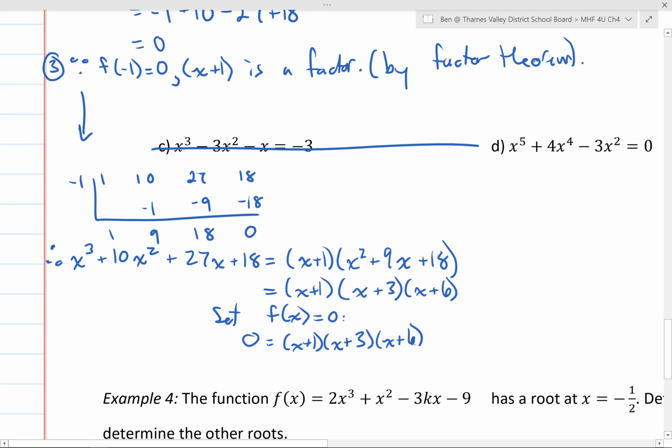And that means that any of my factors can be set equal to 0. That means that I'm working with x equals -1, or x equals -3, or x equals -6. These are my solutions. This is my final answer.